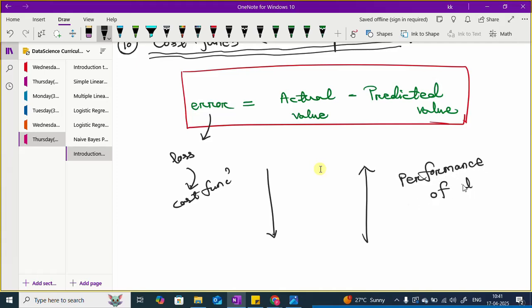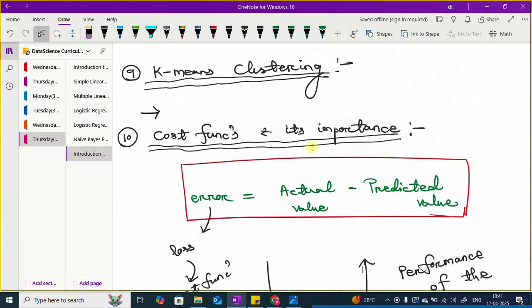Performance of the model. Clear? Now, it is very, very important because it plays a very important role in deciding which particular algorithm we have to use at what point.